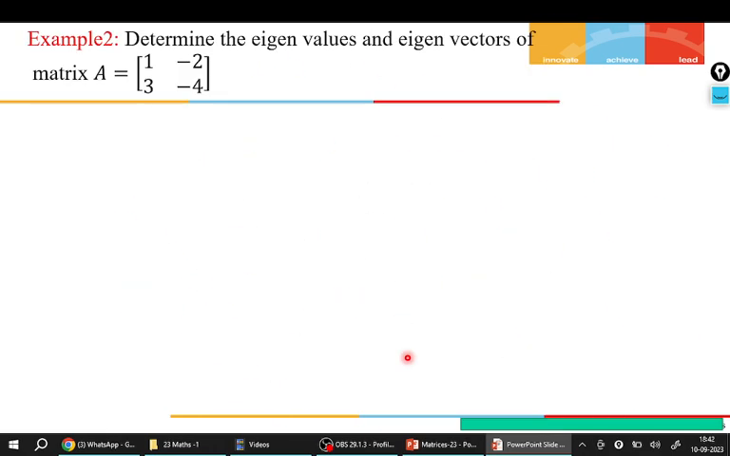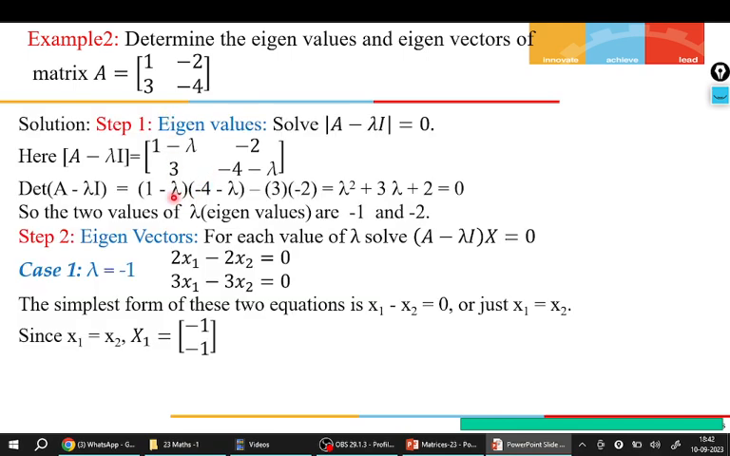Example 2 is exactly similar to it, so I will just go through that. This is a 2 by 2 matrix. We want eigenvalues and eigenvectors. In step 1, we solve the determinant of A minus lambda I equal to 0, and we get lambda squared plus 3 lambda plus 2 equal to 0. If you factorize, lambda plus 2 times lambda plus 1 is 0. So lambda is minus 1 and minus 2. These are the eigenvalues.